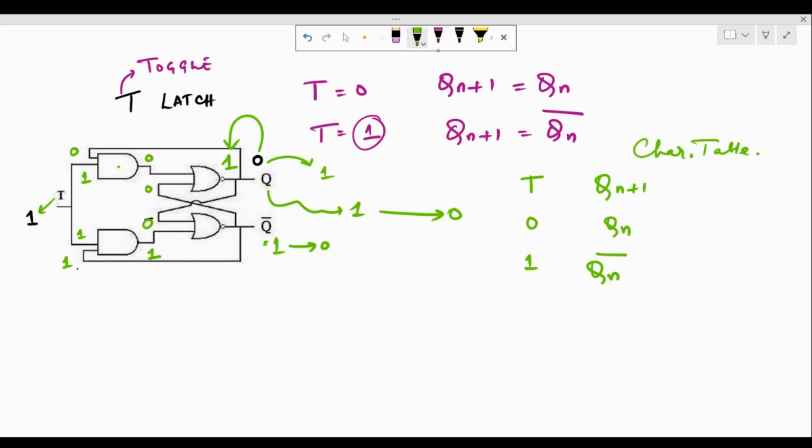So, that's all with today's video. I hope the working of JK, D, and the T latches are clear to you all. And also the characteristic tables of all the three latches was understood by you all.